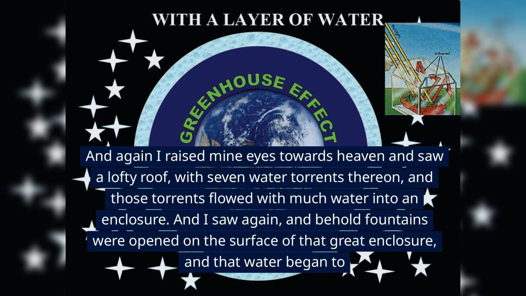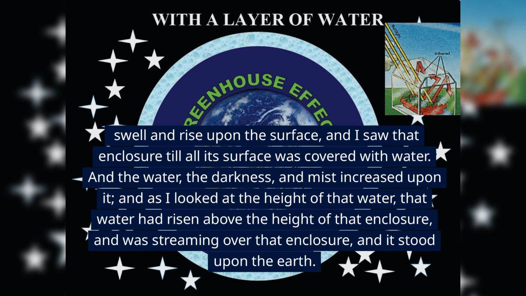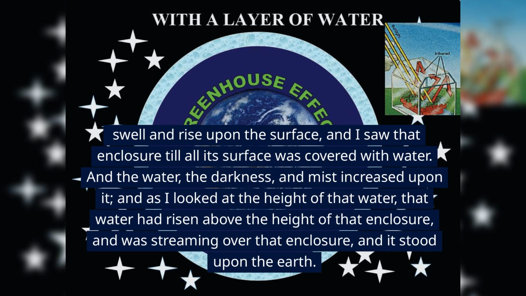And again I raised mine eyes towards heaven, and saw a lofty roof, with 7 water torrents thereon, and those torrents flowed with much water into an enclosure. And I saw again, and behold, fountains were opened on the surface of that great enclosure, and that water began to swell and rise upon the surface, and I saw the enclosure till all its surface was covered with water, and the water, the darkness and mist increased upon it.